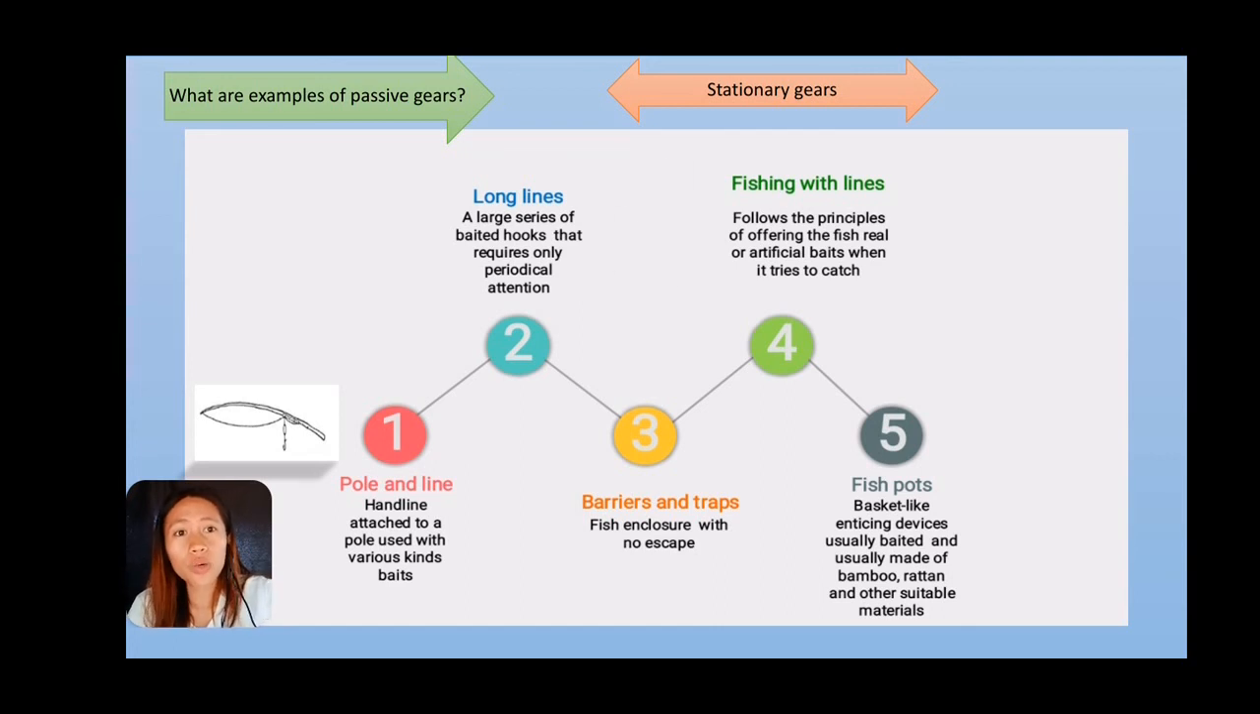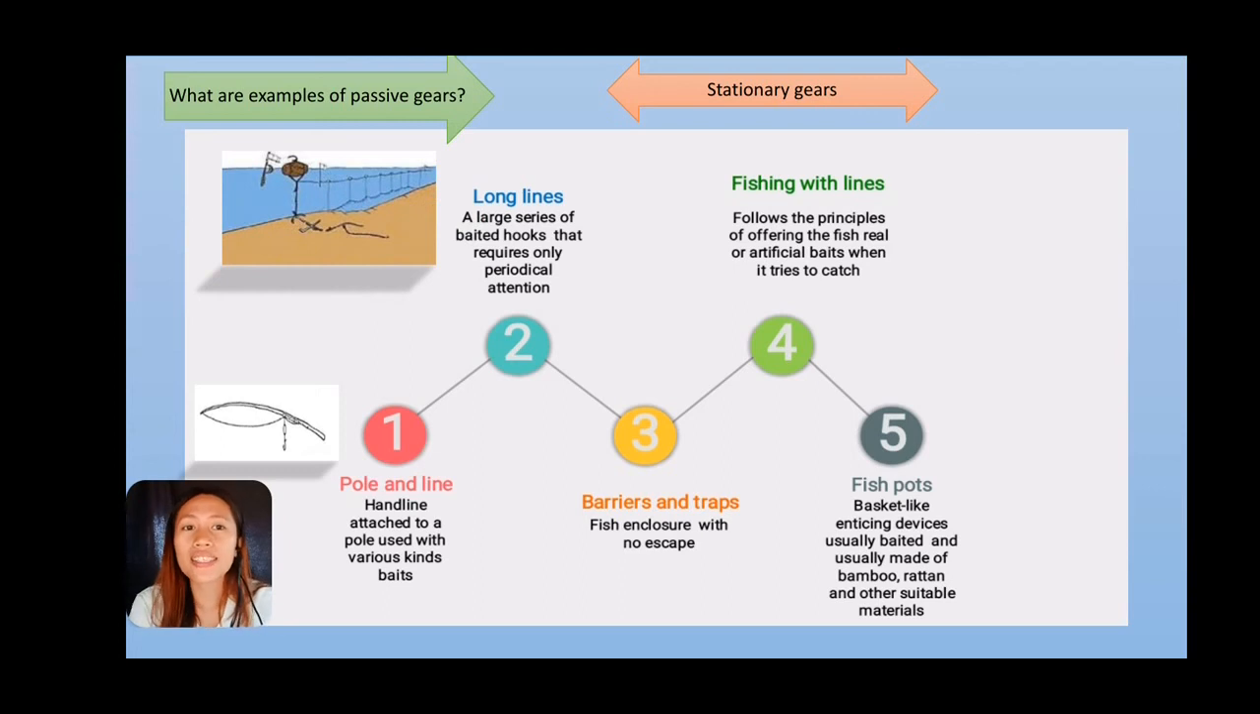The second one is the long lines. A large series of baited hooks that requires only periodical attention. The long line is considered stationary because you set it there and you go back to it when you think something has been caught. You go back to it, you just relax, all you have to do is to wait. Be patient.